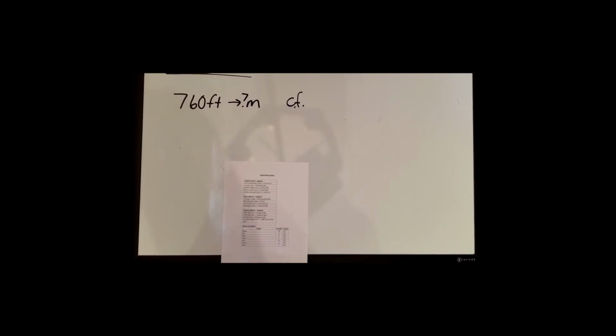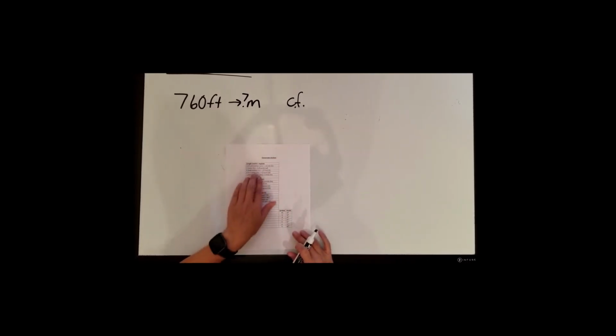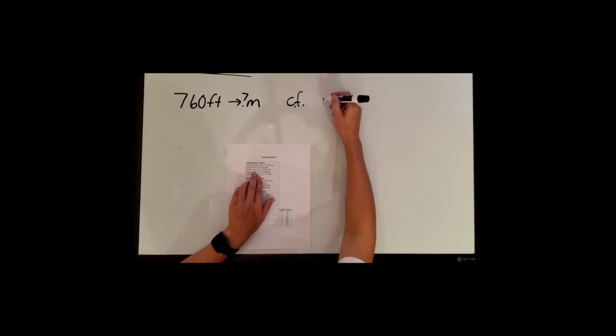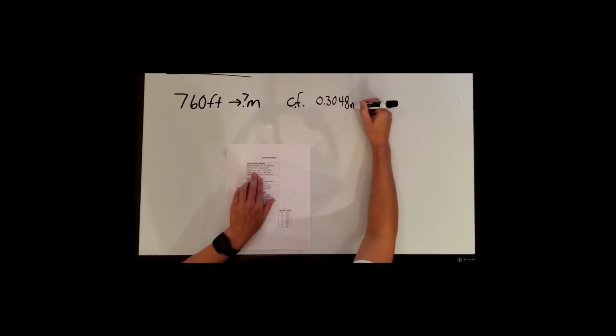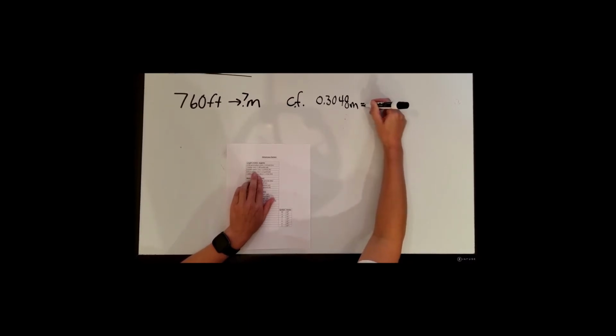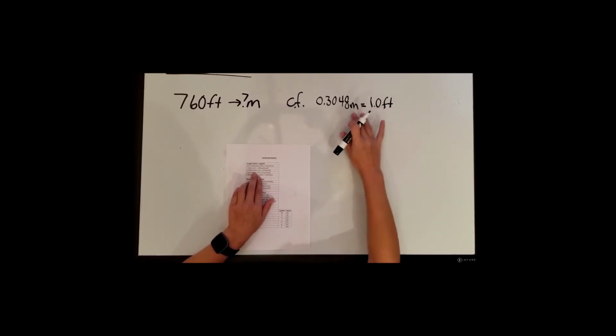So we have a conversion factor on this sheet, in fact, under the length category, because feet and meters are both units of length, so that would be the area we'd want to search for when looking for an appropriate conversion factor. So we're going to start with the conversion factor that I found on here, which is 0.3048 meters is equal to 1 foot. So this will get me from feet to meters.